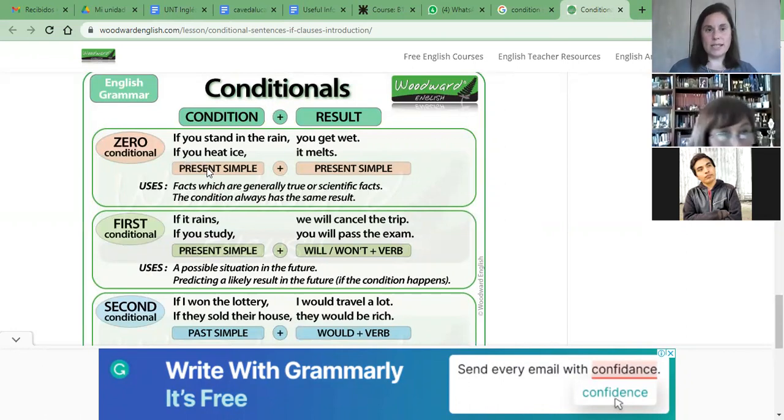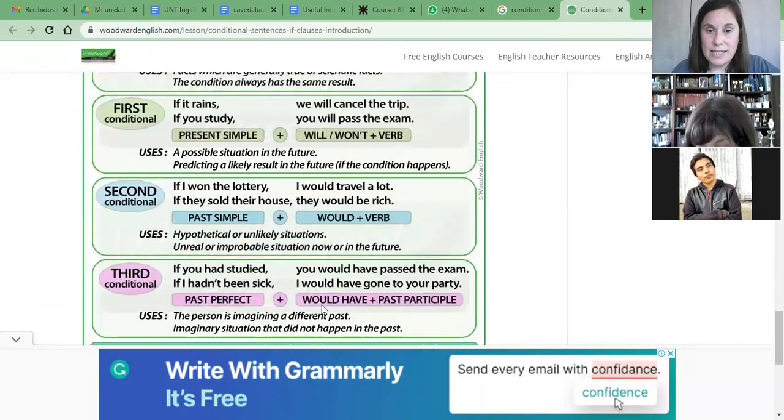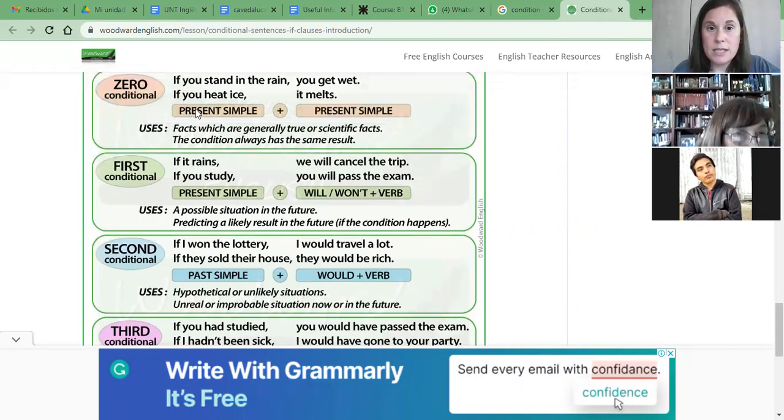What is important in conditional sentences? The tenses. Because every conditional has a different tense. Zero conditional is present simple plus present simple. But the first conditional, you use present simple plus future simple. Future simple is will or won't plus a verb in infinitive. Let's see one example. If it rains, we will cancel the trip. If you study, you will pass the exam.